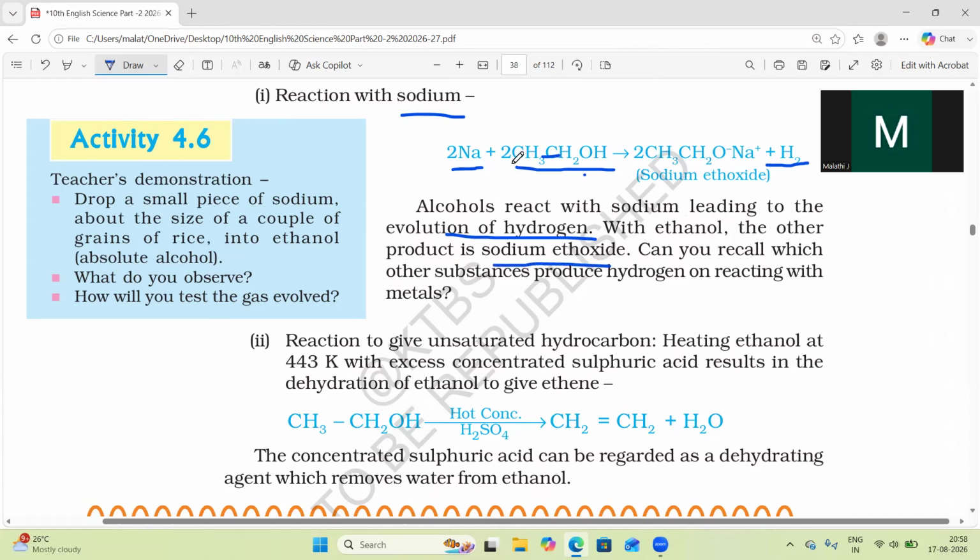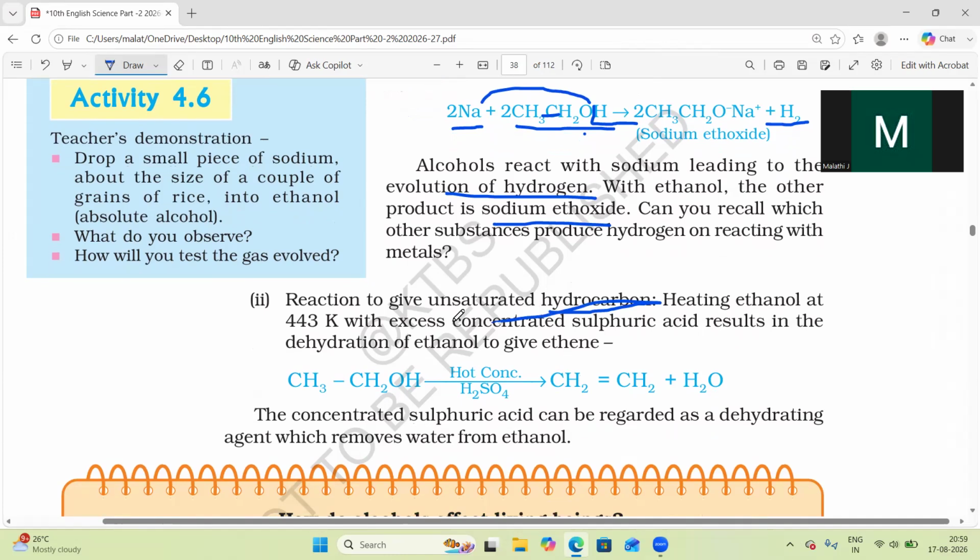So what will happen here is, this Na will come and attack here, and this hydrogen will be removed. So when a metal reacts with ethanol, the metal here we have taken is sodium. We will get the product sodium ethoxide and the evolution of hydrogen gas.